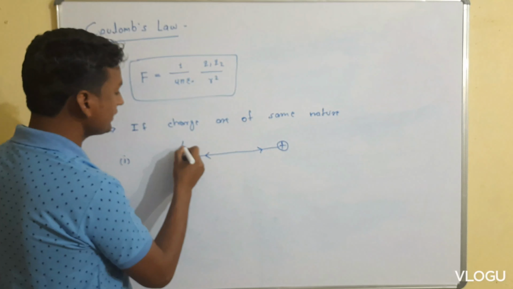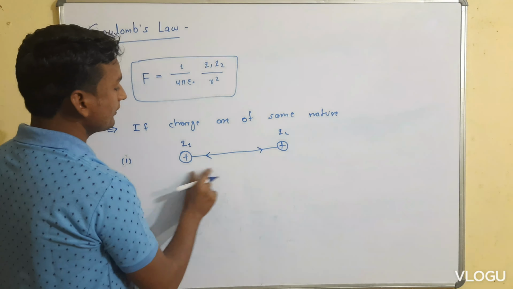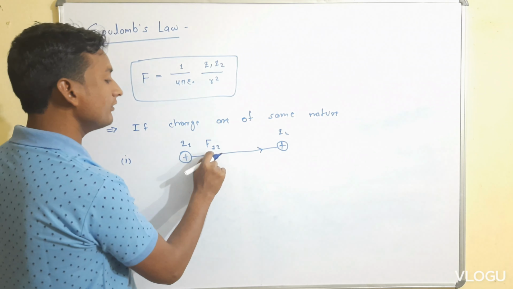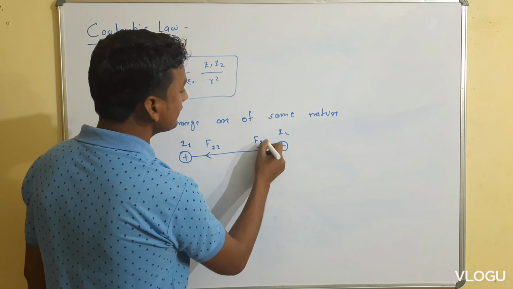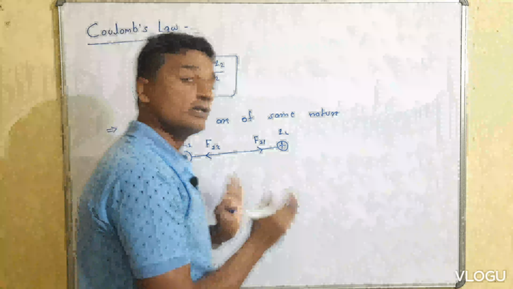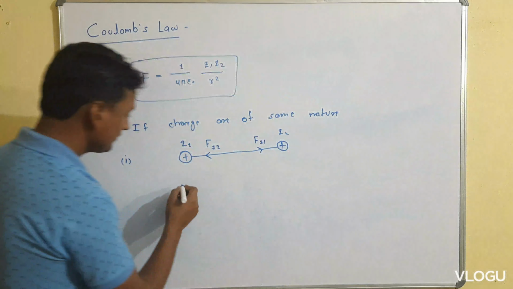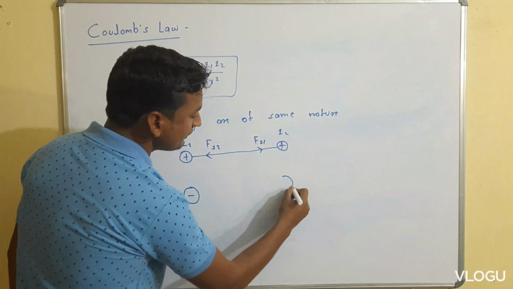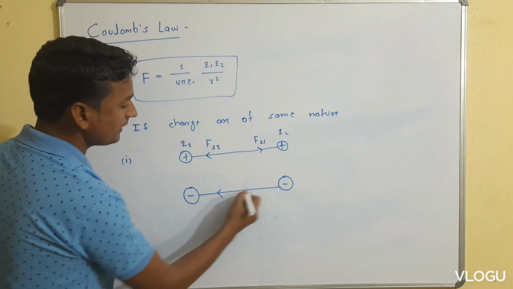So, if we consider Q1 and Q2, this is F12, that is force applied on first due to second. And this is F21, that is force applied on second due to first. So these two forces are repulsive in nature. We can replace the positive sign with negative ones, but they should be the same. Again the same thing happens and they repel each other.